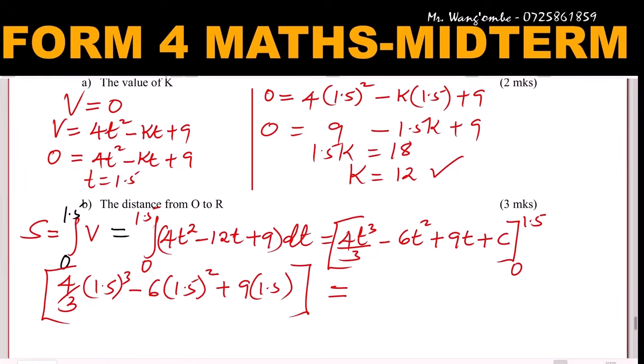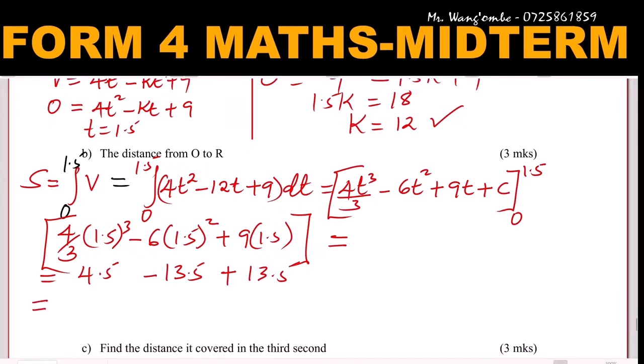So 4/3 times 1.5 cubed will give 4.5. 6 times 1.5 squared will give 13.5. Then plus 9 times 1.5 will give 13.5. When you work these out, you'll get 4.5 meters. That is the displacement. That is the distance from O to R.